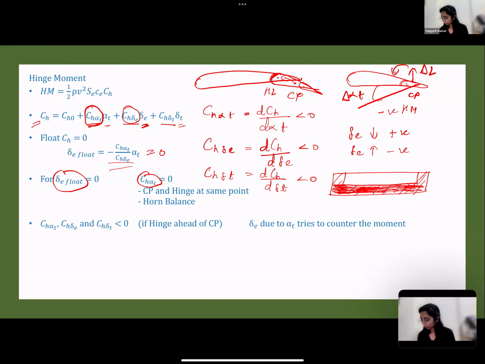All right. So similarly, next condition, there is a mistake here. This should be greater. If your delta E float is greater than the required, then you need to push your elevator down. Then they've given this equation for the stick force. What is LS? Delta E is the elevator deflection. HM is hinge moment. And what is LS?